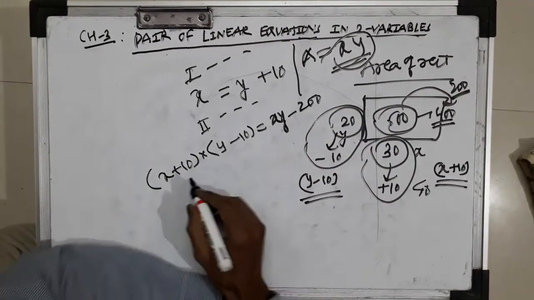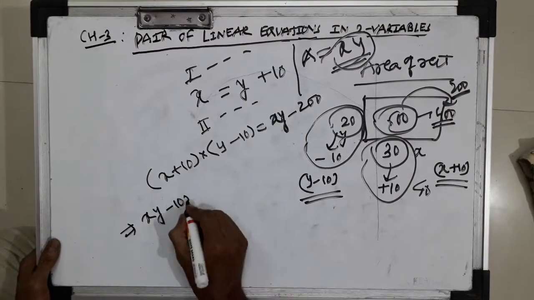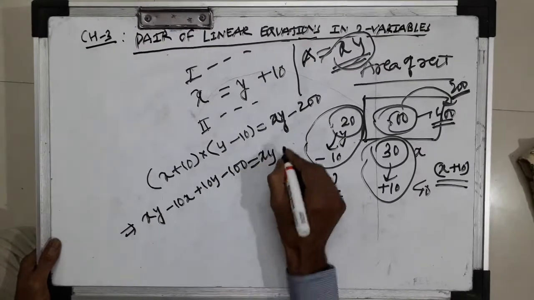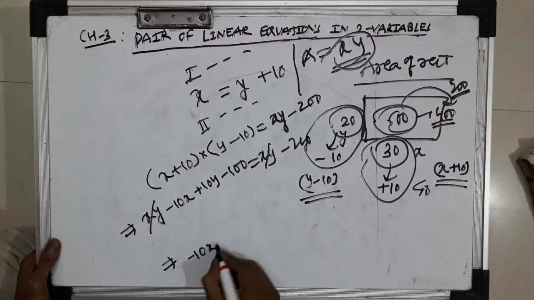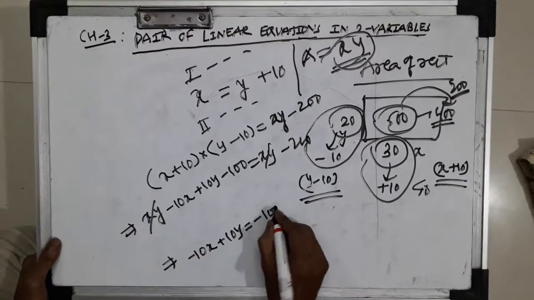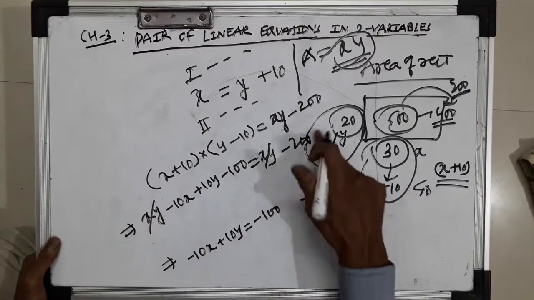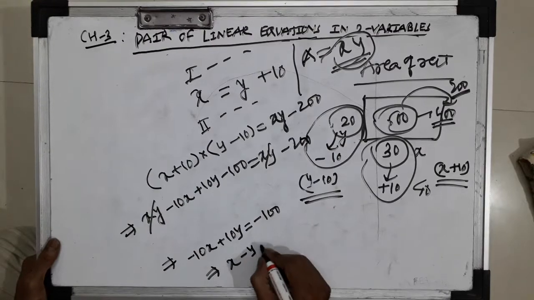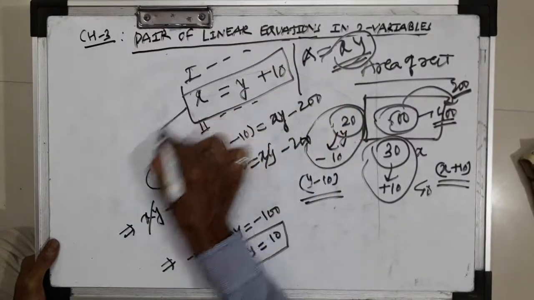Now if we multiply and simplify, x into y minus 10x plus 10y minus 100 equals xy minus 200. Just xy get cancelled. After simplification we will get minus 10x plus 10y equals minus 100, because after transposing it becomes plus 200 minus 200 plus 100, it becomes minus. Just dividing throughout by minus 10, x minus y equals 10. This is the second equation. See, these two equations are the same.